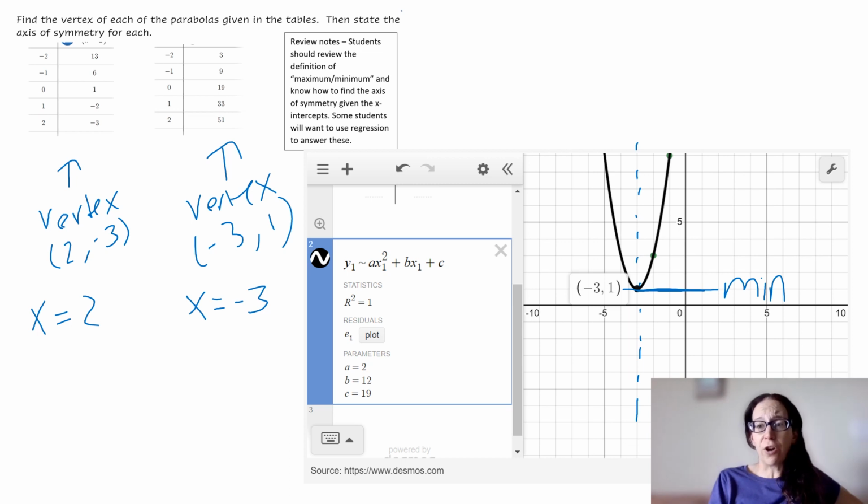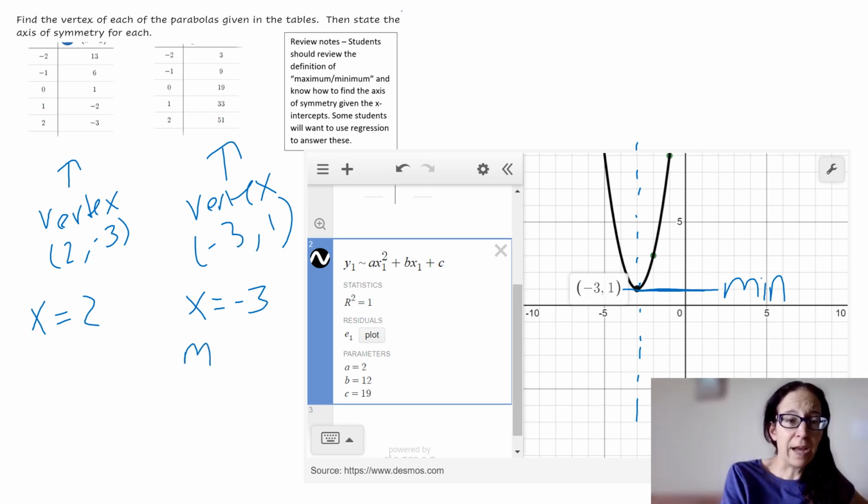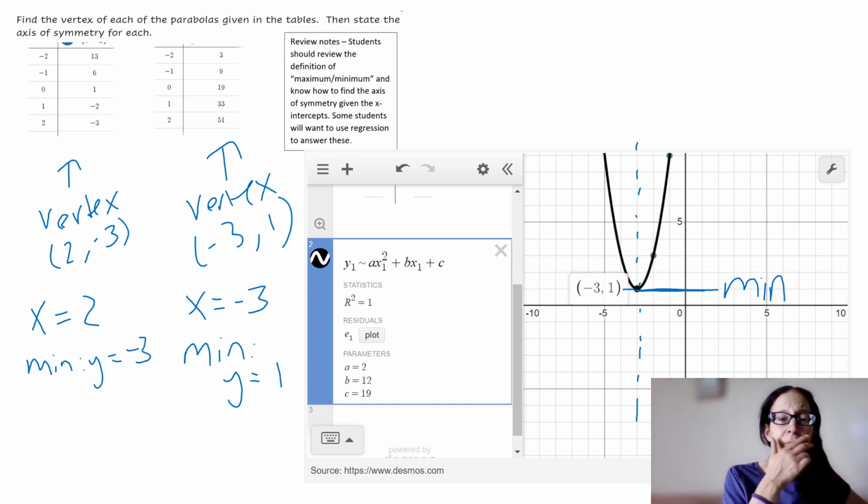So for this particular parabola, the minimum is 1. We could say the minimum is y equals 1. On this one, I think the minimum was y equals -3. So yeah, the minimum was y equals -3. And so a question you might be asked is which one of these has the smaller minimum value, or which one has the bigger maximum value? Or you could be asked questions about the location of the axis of symmetry.